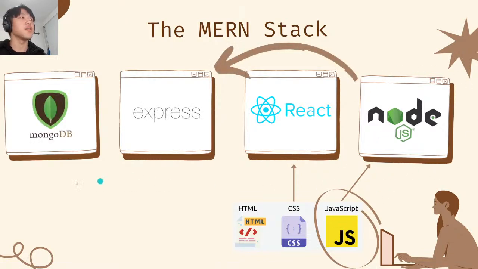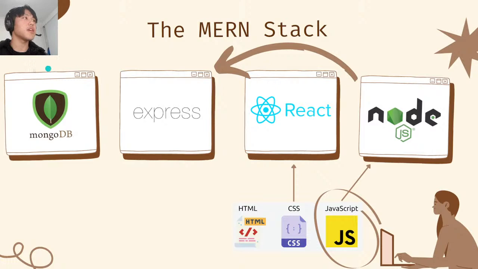So the E in the MERN stack stands for Express. It's basically a framework for Node.js, and it just makes writing your HTTP endpoints much easier. And for our database technology for the MERN stack, we use MongoDB.